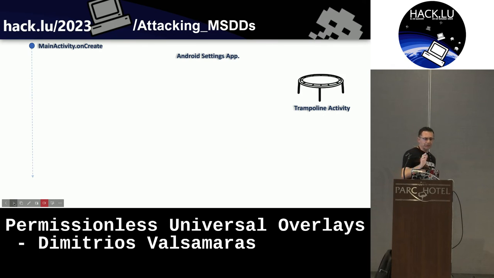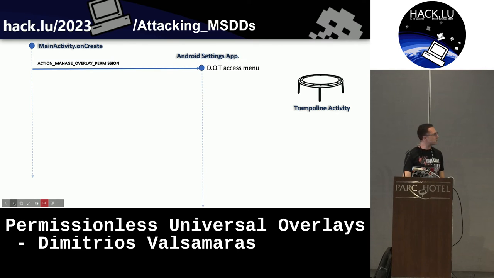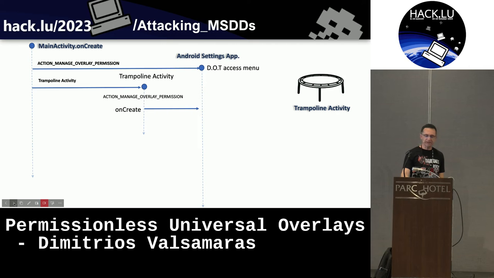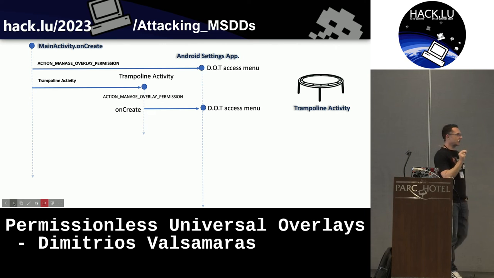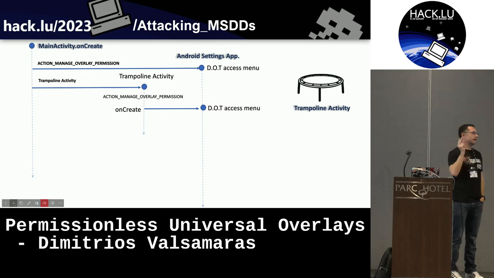All right, so let me get into some details on how this effect was created. Starting with the main activity, we are creating an intent which will start the display on top access menu, just the first instance. Then we're starting another activity, which we'll call trampoline activity, to start a second instance of the display on top access menu. Anyone can guess why we're starting two instances of the same activity?